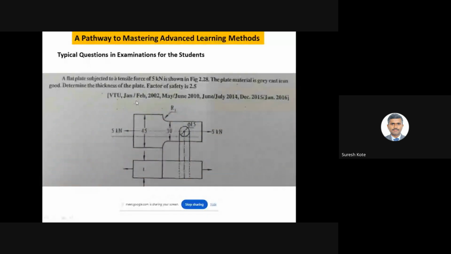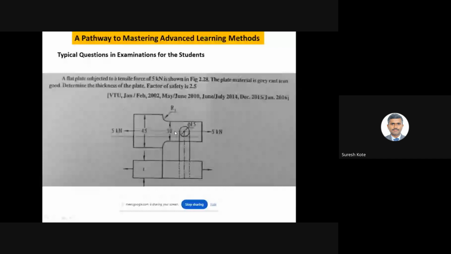You see this, VTU asked this question in 2002, and again in 2016. There are so many repeats. This is, of course, a core subject, machine design. Students must learn it. But the question papers have had the same questions for the past 20, 30 years. The thing is, what is the change that students should now have?